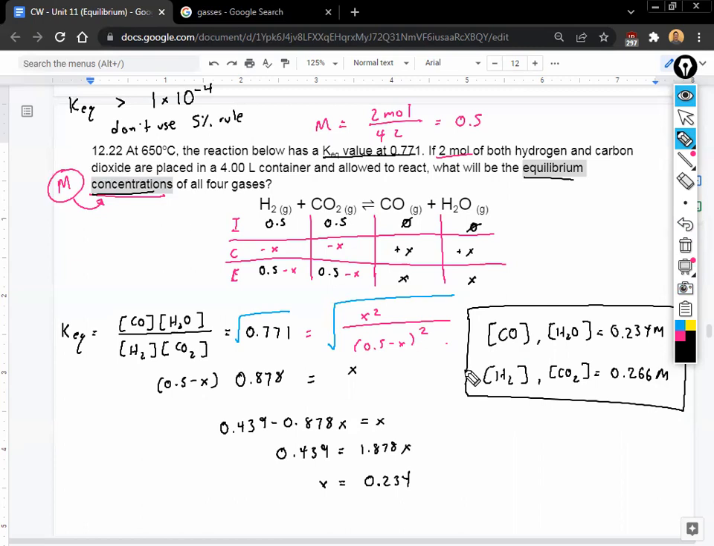Mm-hmm. Around within 5%. Yeah. What did you get? 0.25? Oh, you're good. Yeah.